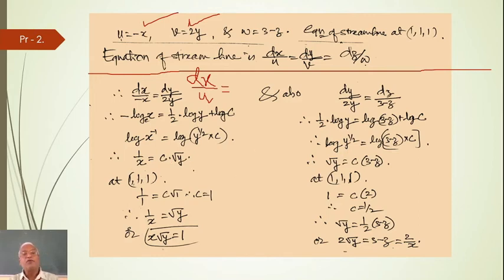So at 1 1 1, a point specified here in the problem, if I substitute, 1 by 1 is equal to c square root of 1, so c is equal to 1.